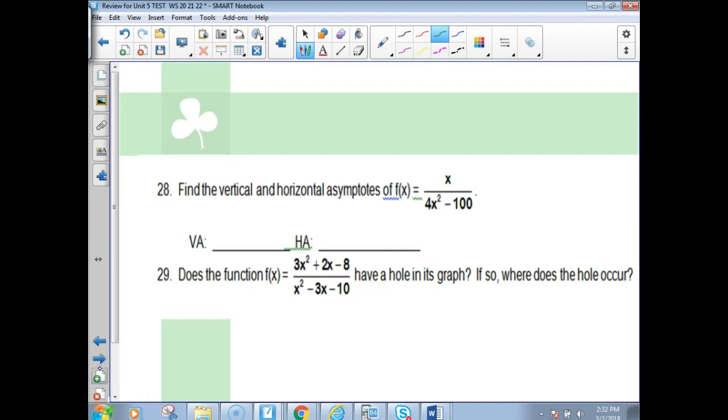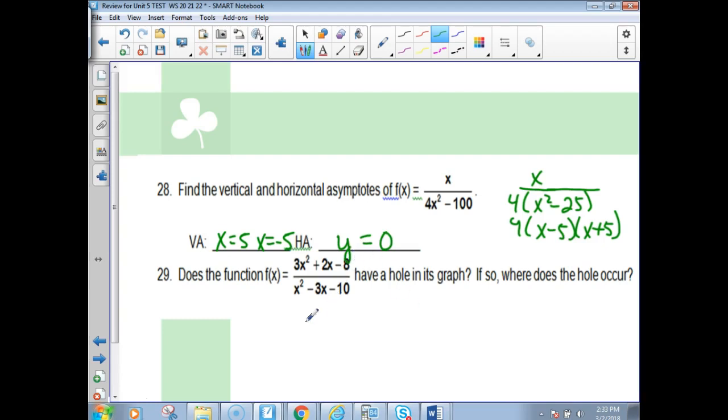Do you have this? Okay, find the vertical and horizontal asymptotes. This one factors on the denominator. Wait, first take out a 4. I didn't have to, but that would actually be the best way to do it. Now I can factor that to x minus 5, x plus 5. So verticals are x equals 5 and x equals negative 5. Horizontal, this is bottom heavy, so y equals 0.